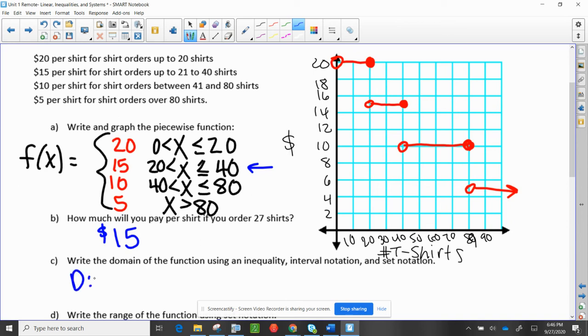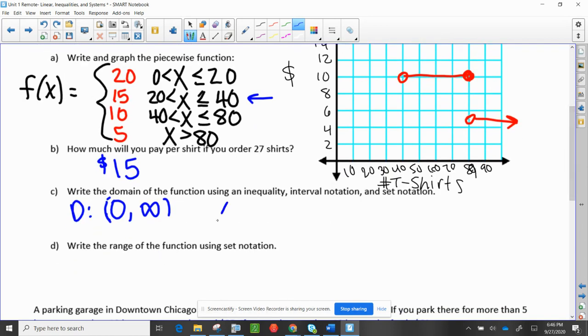So our domain, if we look at the x values, we started at 0, but we can go anything bigger than 80. So if we start at 0, this graph is going to keep going no matter how much. So any value bigger than 80 is going to cost $5. So whether we order 80 shirts or 80 million shirts, they're $5. So I would just say 0 to infinity. Or we could say x has to be greater than or equal to 0 because we cannot buy a negative amount of shirts.